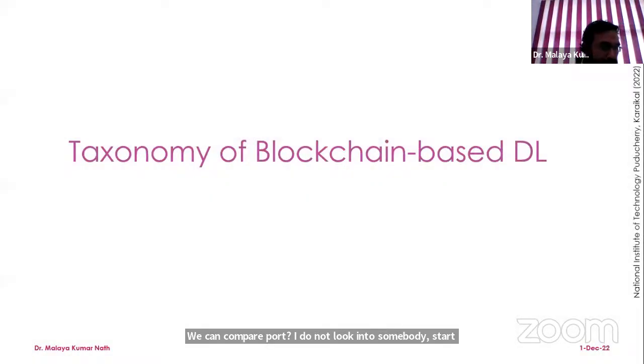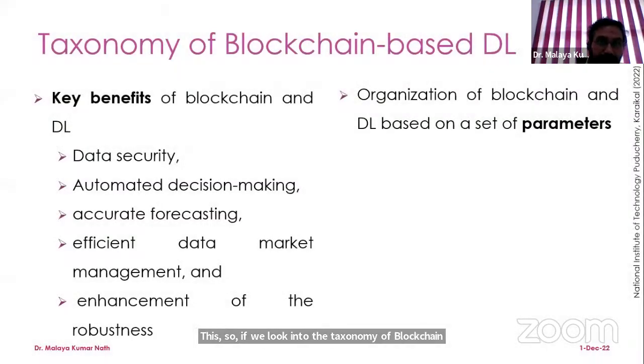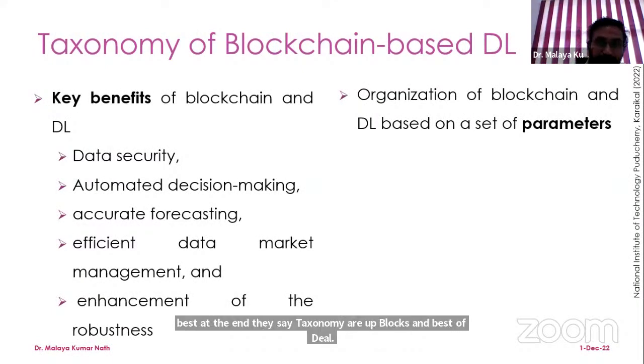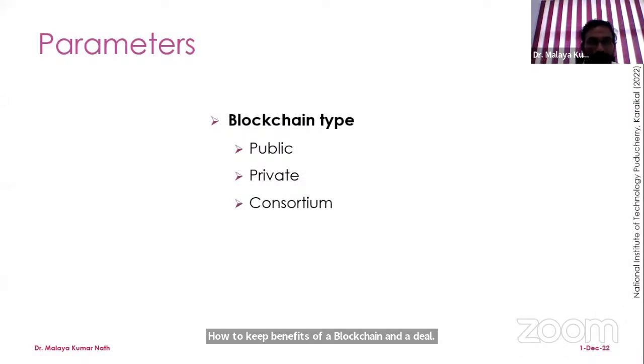If we look into the taxonomy of blockchain-based DL, this taxonomy has the key benefits of blockchain and DL. Already we have discussed these parameters. The first is the blockchain type, based on blockchain platforms. These are public, private, as well as consortium. These things we have already discussed. Professor Vidyasagar has already discussed what public blockchain, private blockchain and consortium blockchains are. And these blockchains can be integrated with deep learning.